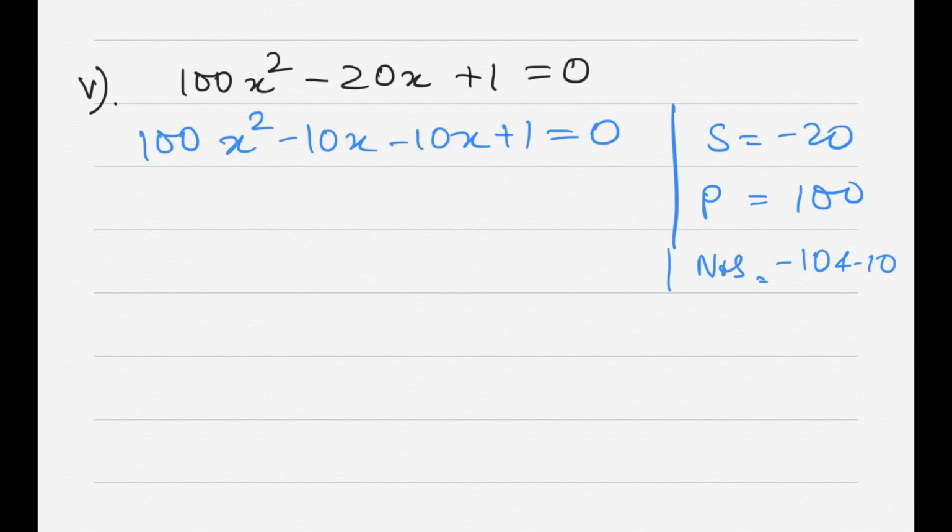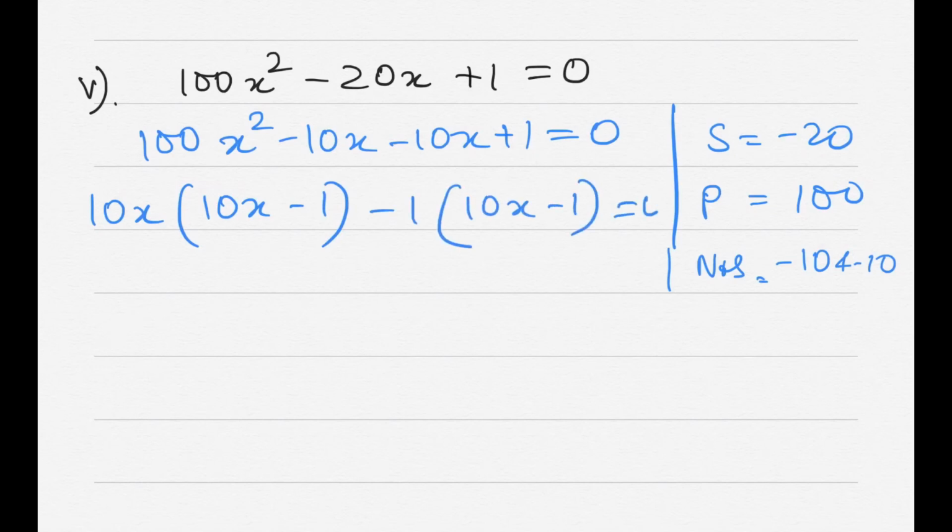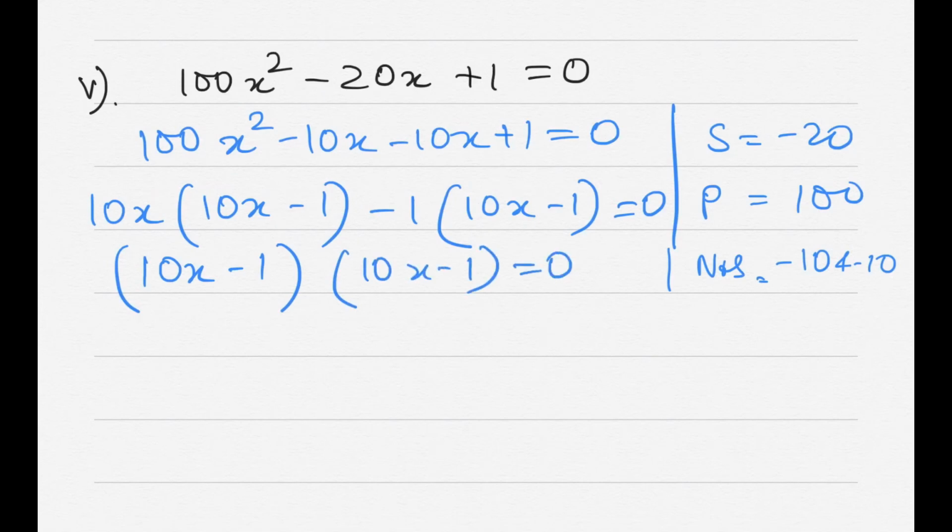Here 10x is common, right? So 10x and I get 10x minus 1. Here minus 1 is common. 10x minus 1 is equal to 0. So I get my factors as 10x minus 1 and 10x minus 1 is equal to 0. So x is equal to 1 by 10 and 1 by 10. So both answers are 1 by 10, 1 by 10, correct?